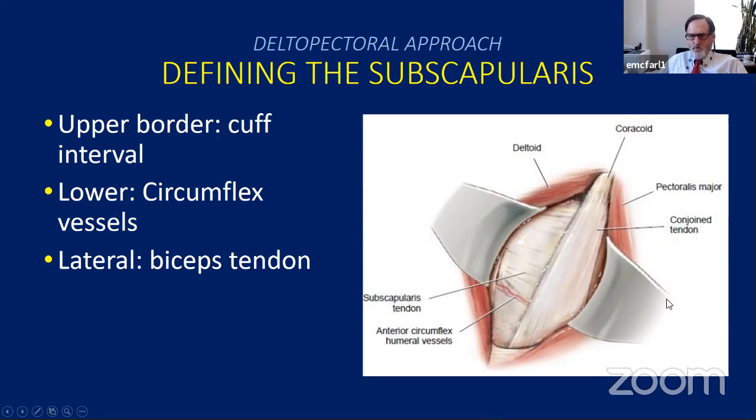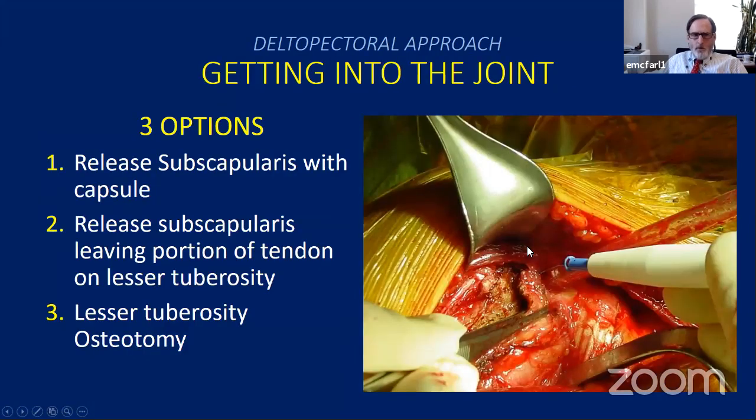This is lateral, this is medial. You have three options for the subscapularis tendon, but here's the anterior circumflexes. I usually ligate those and pull the deltoid out of the way so you can see the insertion of the subscap, and then the biceps tendon is going to be a little more lateral. So your three options are: number one, to release the subscapularis with the capsule, which is what I like to do. It's very easy and allows you pretty good exposure.